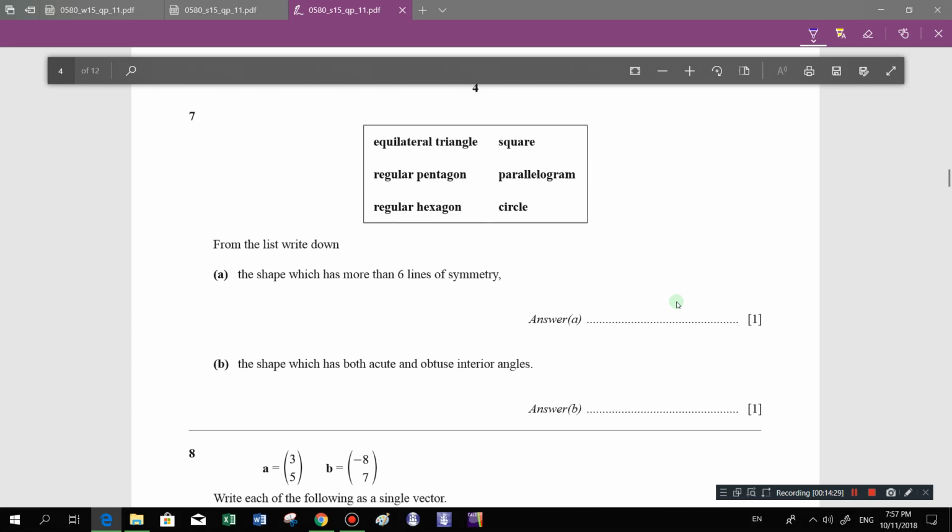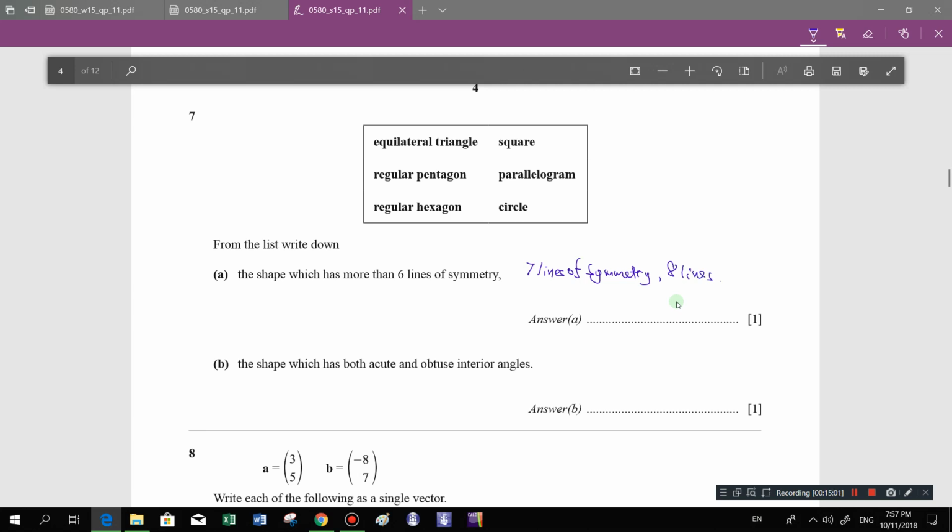Now let's look at this question. Find from this list here what are the shapes which have more than 6 lines of symmetry. That means we are looking for one that is 7 lines of symmetry, could be 8 lines of symmetry. We do not know. We have to look at whatever is described here. 7, 8 lines or even more.